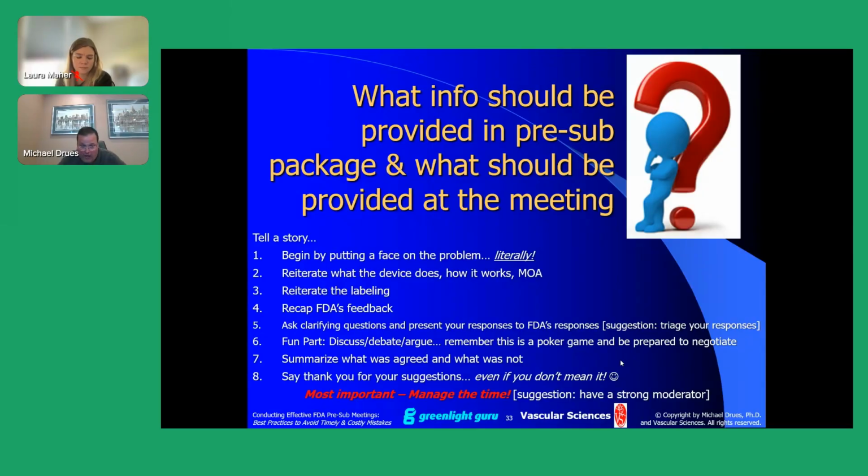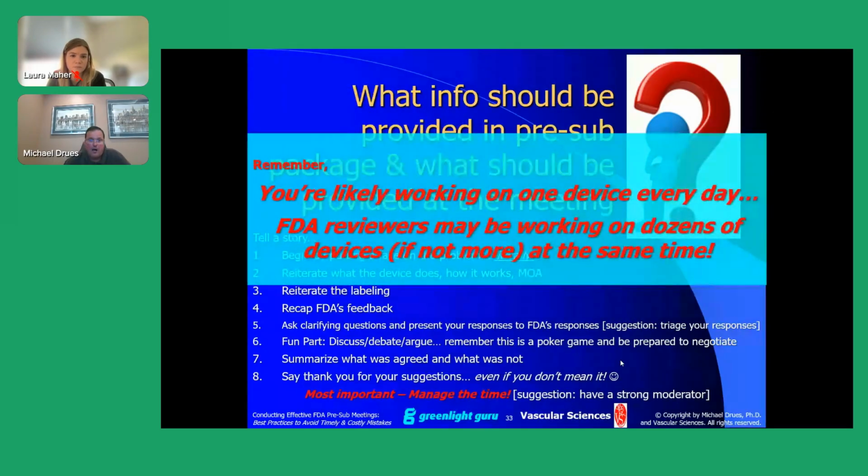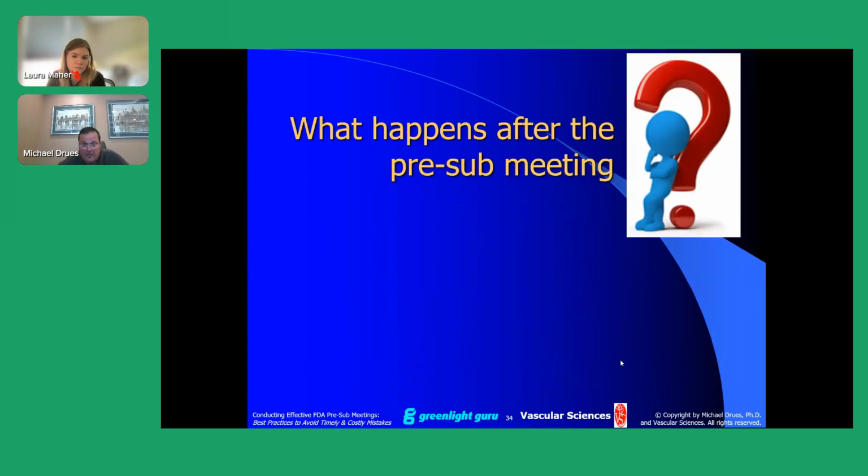You got that 1 hour. You can use that however you want. It's your job to figure out how to use it in the most effective way. Remember, likely you in a company are working on one device every single day, but FDA reviewers may be working on dozens of devices, perhaps even more, all at the same time.